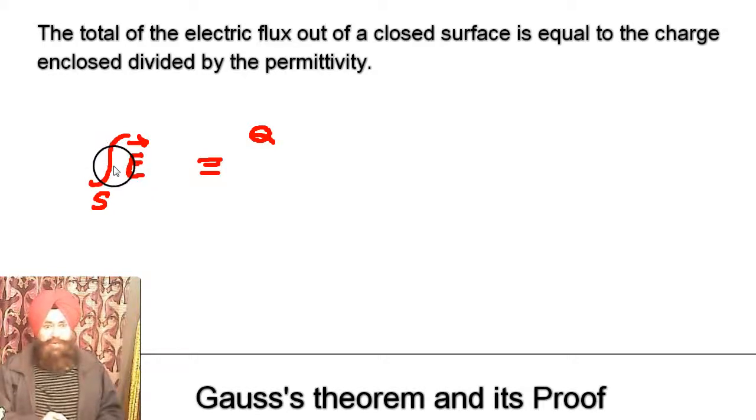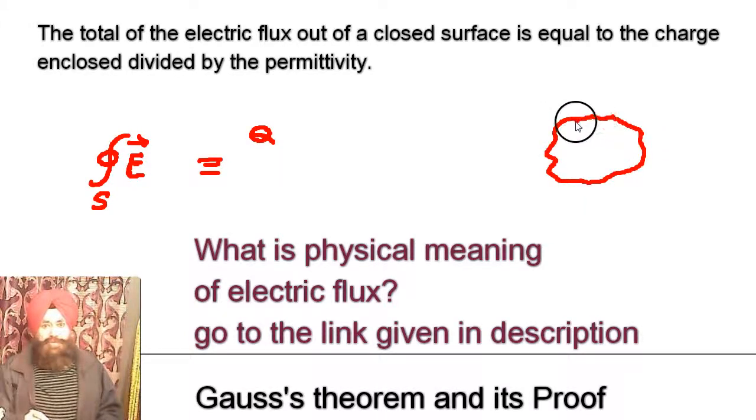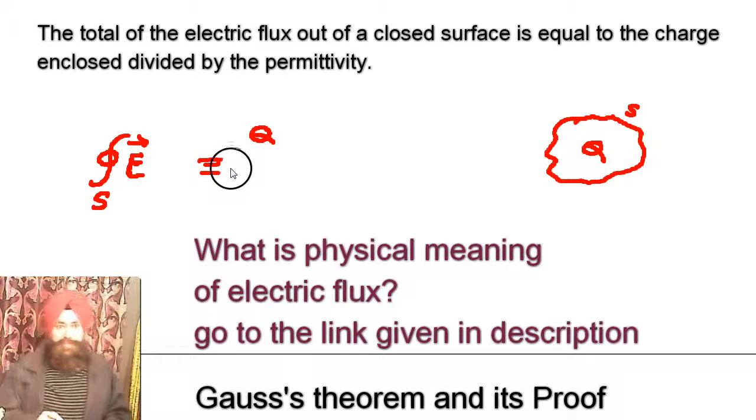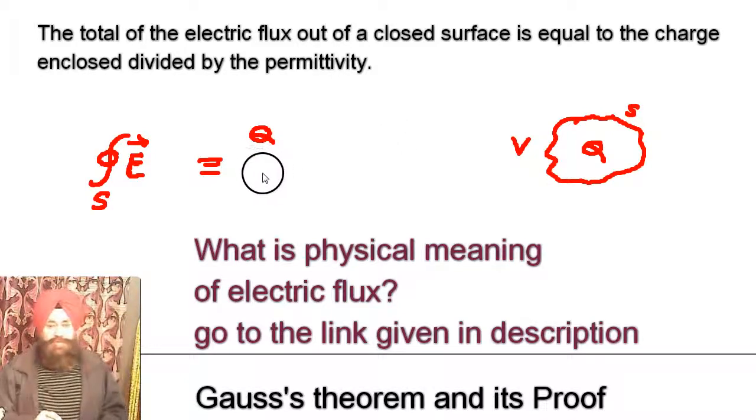and over any closed surface, so I put it here closed. Okay, a closed surface S like that. Here, this is a closed surface S, and there is a charge Q inside, and this surface is enclosing a volume V. Okay, then total electric flux. You know what is the meaning of the electric flux?